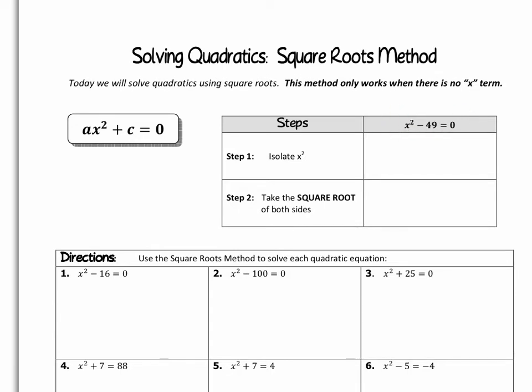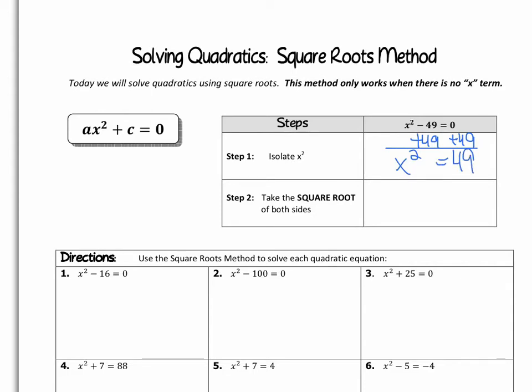X squared minus 49 equals 0. Now you might notice this is a difference of squares, right? We could factor this. We could solve this one by factoring. But we're going to learn a new method. Step 1 is to isolate x squared. So we're going to add 49 to both sides, and we get x squared equals 49.